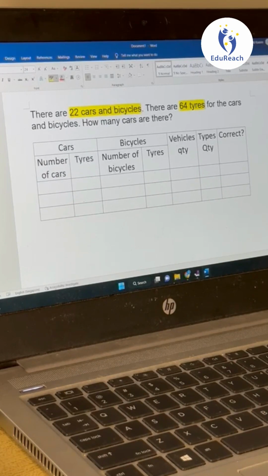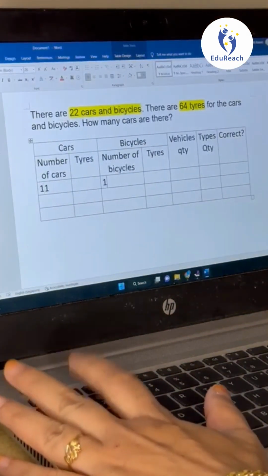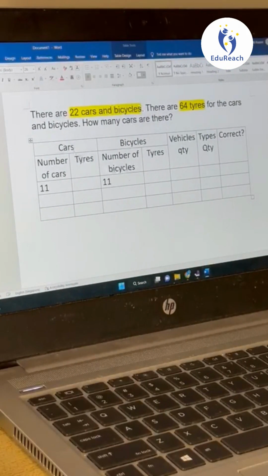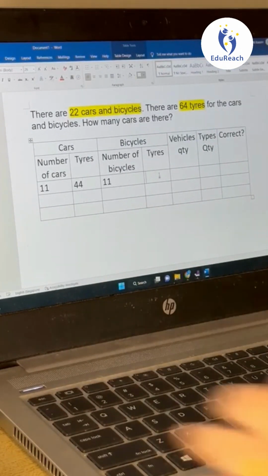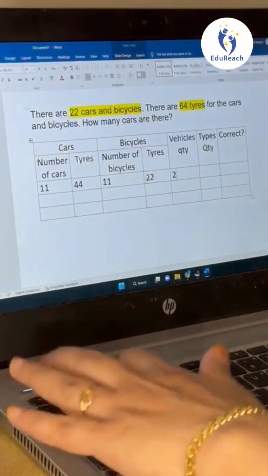Let's look at this. We know there has to be 22 vehicles. I always like to do half, so let's say I put 11 cars and 11 bicycles. With 11 cars, there will be 44 tires here. 11 bicycles will be 22 tires here, right? So the vehicle quantity, 11 plus 11, is 22.